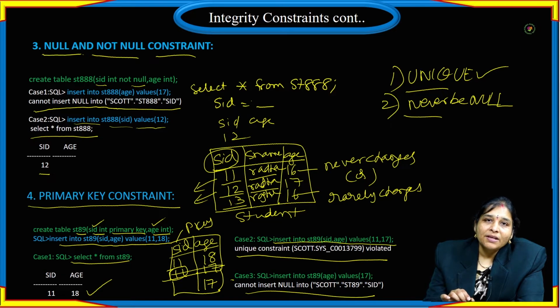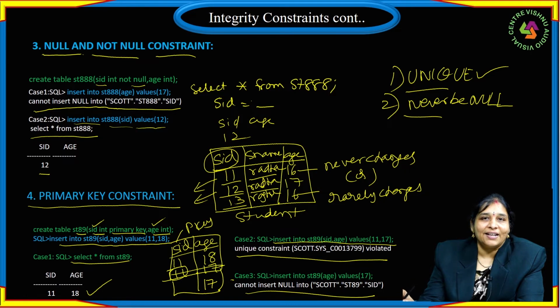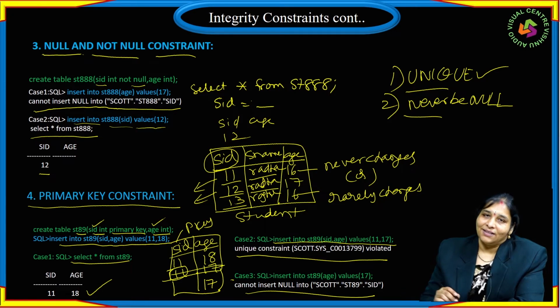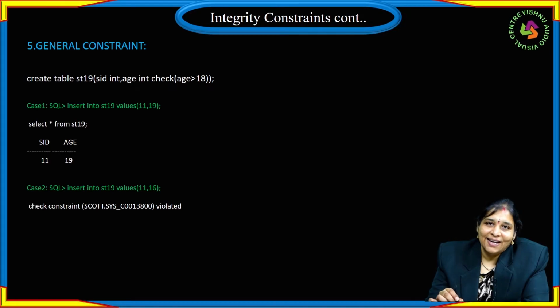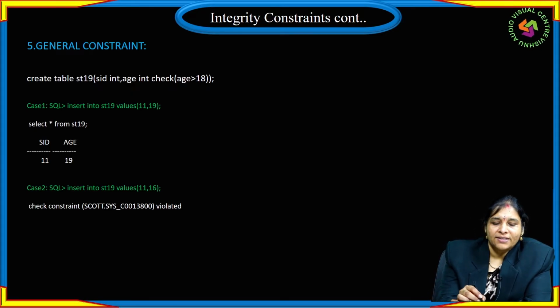And whenever a primary key is declared, it should follow two conditions. First condition, it should always be unique, and second condition, it can never be null. Now, next one, general constraints. Underneath this, we can discuss several things because the name says it is general. But let us stick to one or two examples.